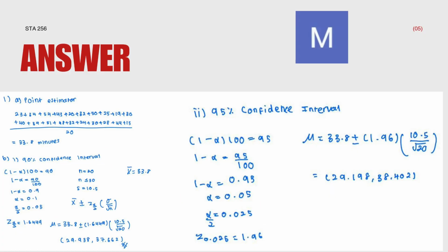For 1A, we need to add up all of our outpatient sample divided by n, and our n here is 20. When we add up everything and divide it by 20, we get 33.8 minutes.